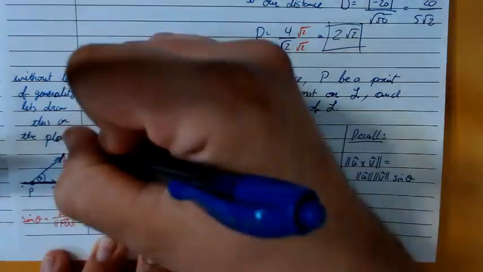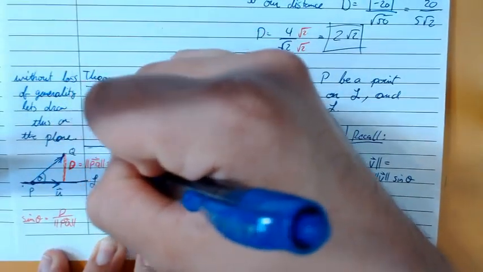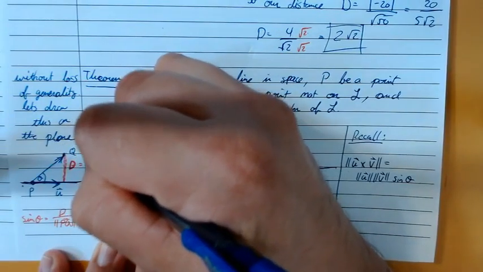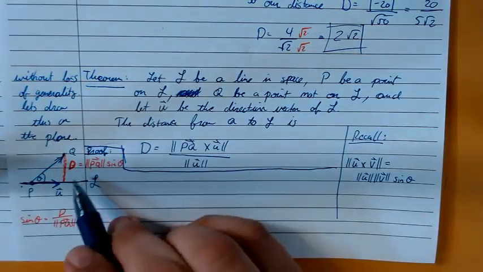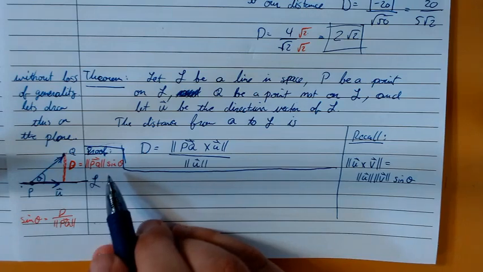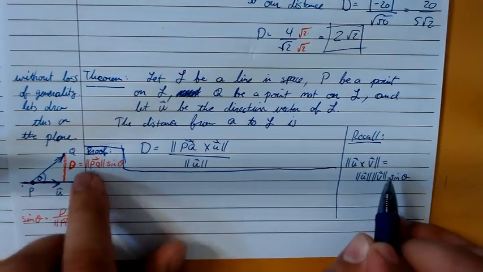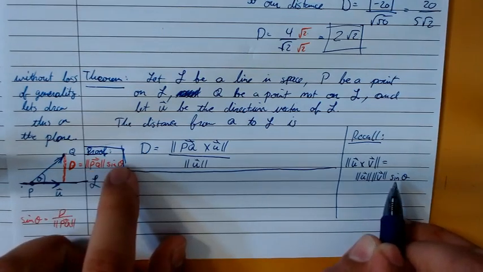Oh, I guess I should separate this stuff, right? That's the theorem up there, and down here we have the proof. All right, so that's the distance that I want. Okay, but notice that's really, really similar to what we have over here. Here, that's the magnitude of a vector times the sine of theta.